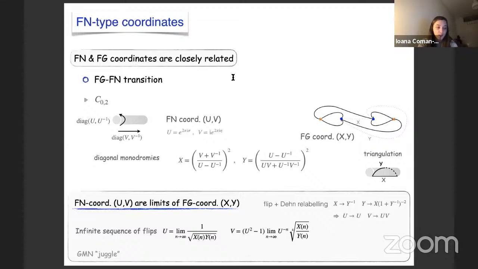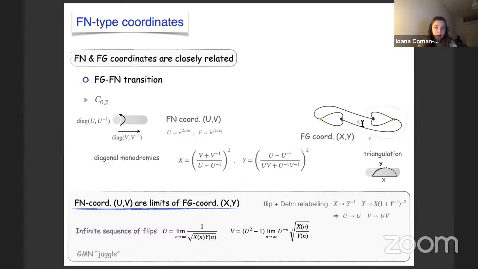And this we can see by looking at two instructive examples which display a transition between the Fock-Goncharov and Fenchel-Nielsen coordinates. The first example is that where the base curve C is the cylinder. On one side here are the Fenchel-Nielsen coordinates in terms of which the monodromy matrices, which are associated to paths around the cylinder and crossing the cylinder, can be simultaneously diagonalized. On the other side are the Fock-Goncharov coordinates, which are associated to the WKB triangulation, which is dual to the Stokes graph. And these two sets of parameters are related through a simple transformation.